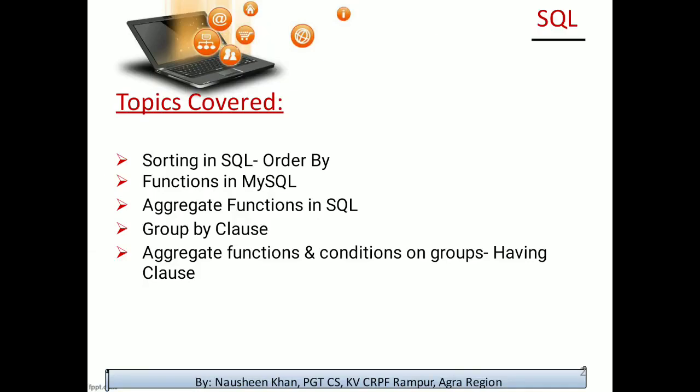Sorting in SQL means if you have a table and you want to arrange the results in a particular order, then you can sort it by using the order by clause. Then you will learn some aggregate functions in SQL. You will learn the group by clause. When we use these aggregate functions, we can group the records. And then aggregate functions and conditions on groups using the having clause.